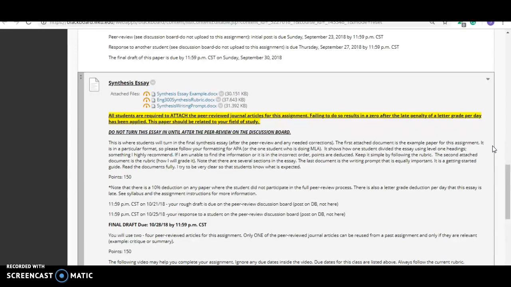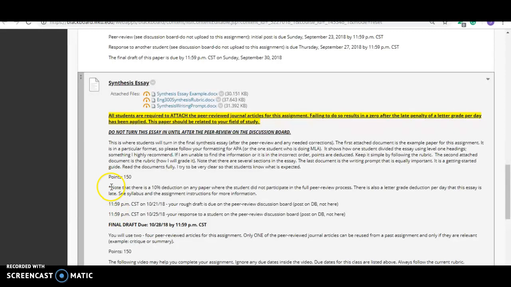You have to find one new journal article for this one, and you need a minimum of two. So you'll have two peer-reviewed journal articles. One may or may not be from a previous assignment, and you will perform synthesis. So let's talk about that a minute.